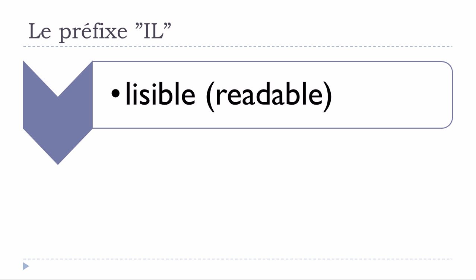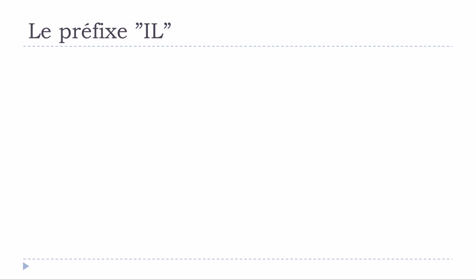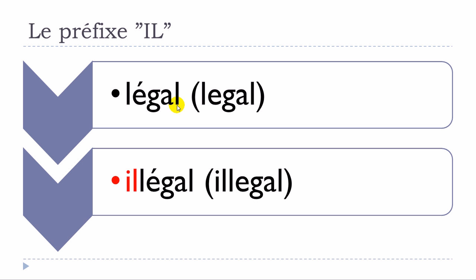Second example, lisible. Okay, lisible, and then same idea. You just add this il in front, and then you get illisible, illisible. And the last one, légal. Okay, légal, exactly the same concept. You just add this il in front of légal, and you get illégal.